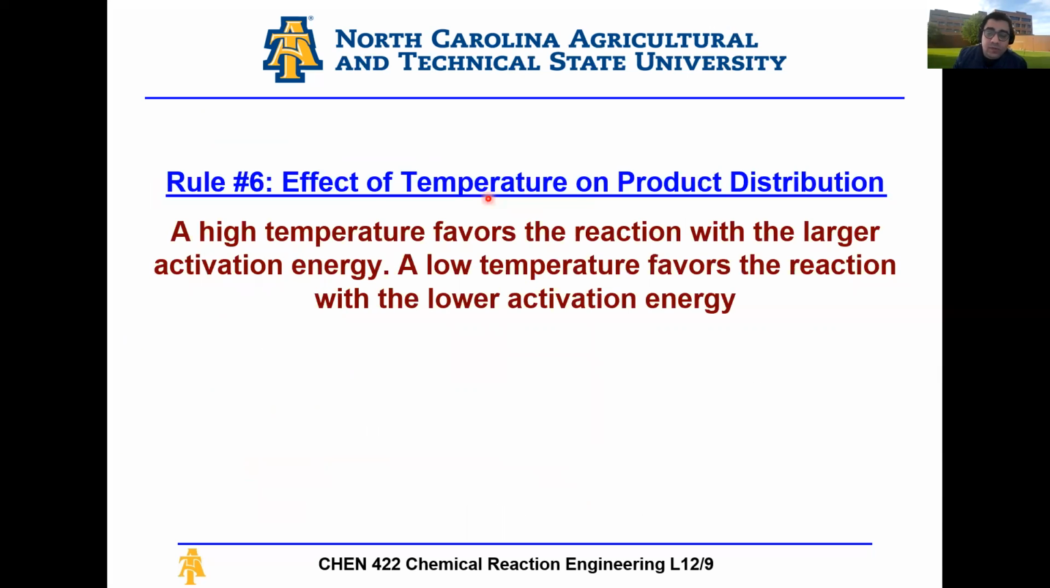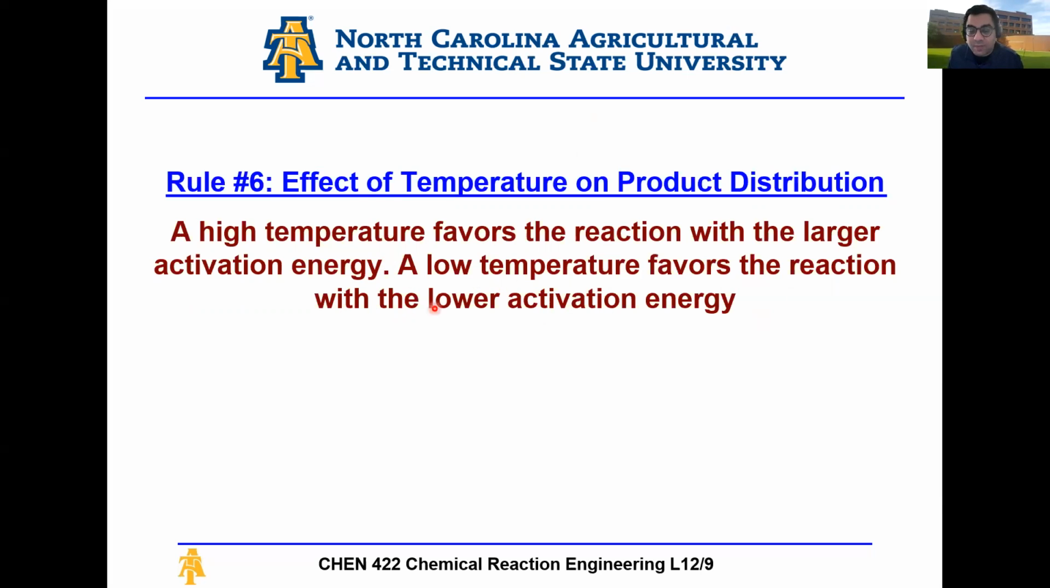Okay, rule number 6, which is the last rule, and we talked about this a lot in the last homework, where basically a high temperature will always favor the reaction with a larger activation energy, and a low temperature will favor the reaction with a lower activation energy. This is due to the Arrhenius law, k equals k naught exponential minus E over RT, or if you want, h equals h naught exponential minus E over RT, whatever it is, all your thermodynamic type of exponential parameters. Higher temperature will favor the reaction with the higher activation energy. A lower temperature will favor the reaction with the lower activation energy.